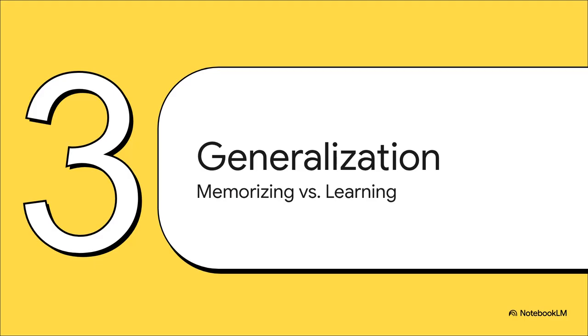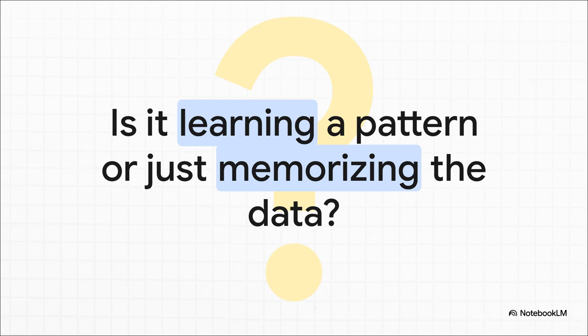But this simple little recipe creates a huge challenge, maybe the most important one in all of machine learning. How do we make sure the model is actually learning a pattern and not just memorizing the answers? This is absolutely critical. A student who just memorizes the practice test is going to bomb the final exam, right? We need a model that can handle questions it has never seen before. In machine learning, that ability to perform well on new, unseen data is called generalization. And that, right there, is the ultimate goal.